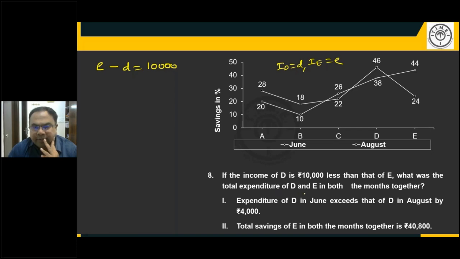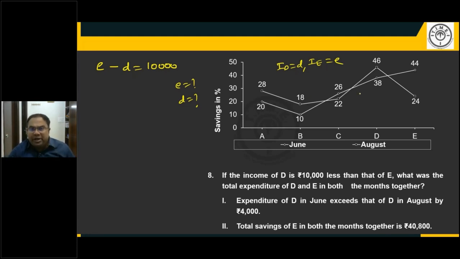What was the total expenditure of D and E in both the months together? Okay, I can find out. I know their savings percentage, so I can find out their expenditure percentage. But if I want to find out their total expenditure, obviously I should know the income of E. I should know the income of D. Then only I can find out the total expenditure now.